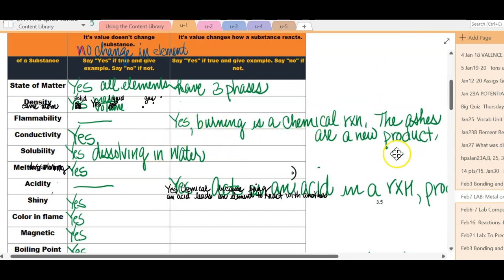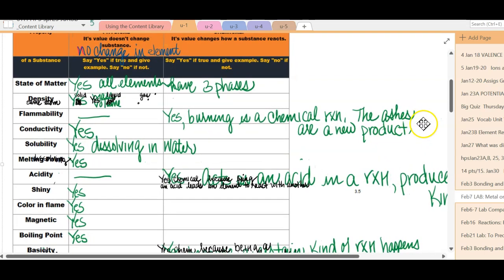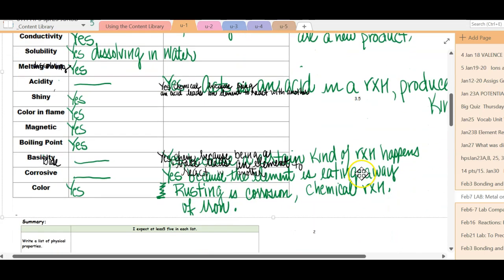When something burns in a chemical reaction, the ashes are a new product, and you've seen that many, many, many times, haven't you? When an acid reacts, there's something about an acid that is trying to change the other reactant and produce a new product. The other ones were adding a base, which we will see later when we do some precipitation reactions.